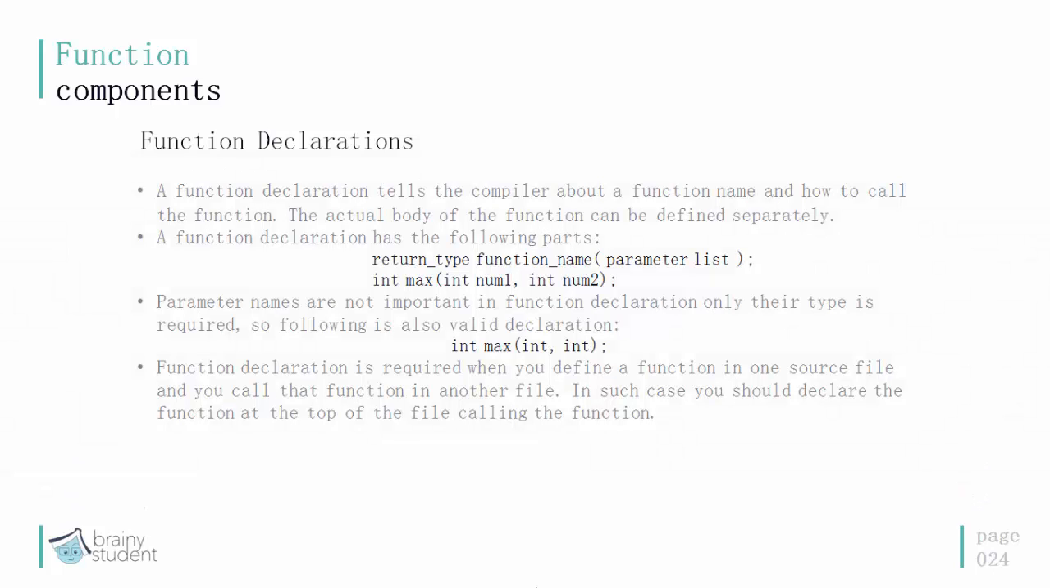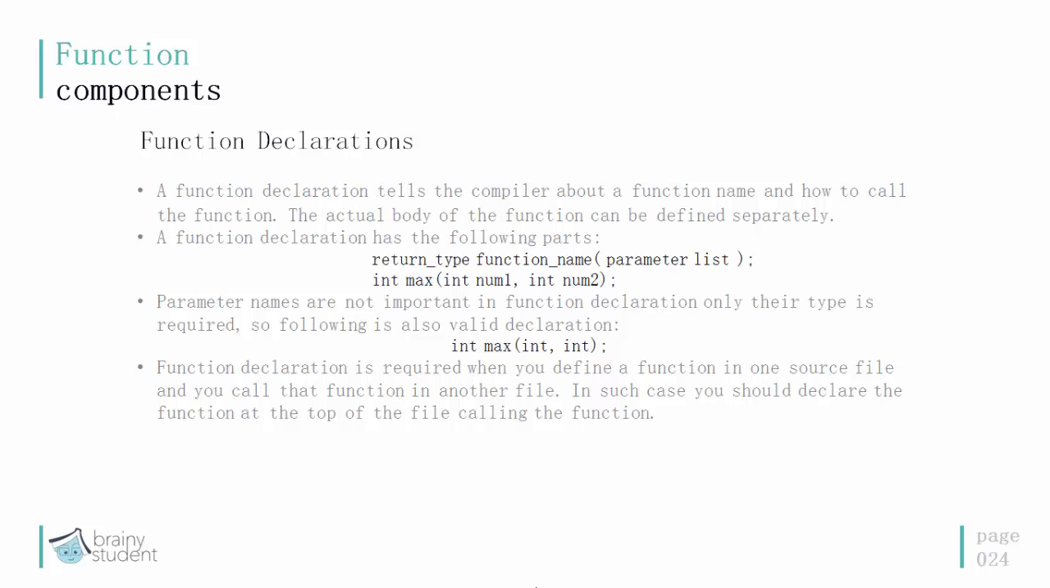Function declaration. A function declaration tells the compiler about the function name and how to call a function. The actual body of the function can be defined separately. A function declaration has the following parts. First of all, we have to write the return type. We have to write the function name. Then in brackets you can give the parameter list. If that function includes some parameters, you have to write the parameter list. If that function doesn't include parameters, you need not write the parameter list.